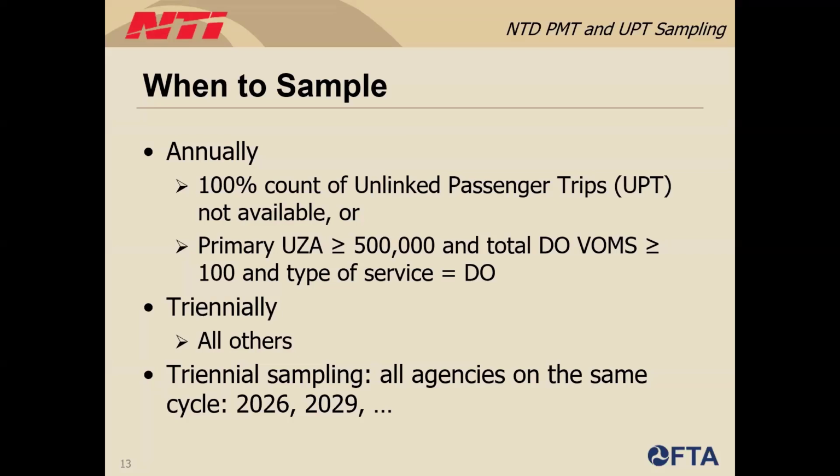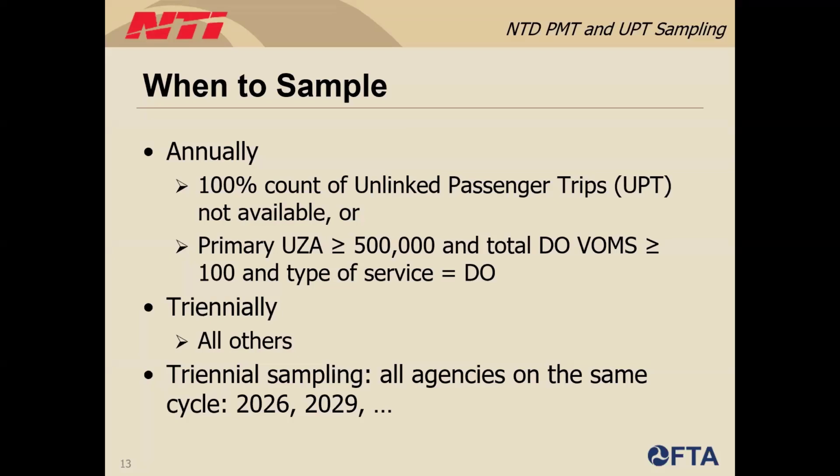So these are going to be our services that are directly operated, or DO services, where the agency's primary urbanized area, or UZA, you might be more familiar with, is over 500,000 in population, and the agency's total directly operated vehicles operated in maximum service, or VOMs, is at least 100. So that's the kind of narrow case where we would require annual PMT sampling. But in all other cases, agencies can sample for PMT once every 3 years.